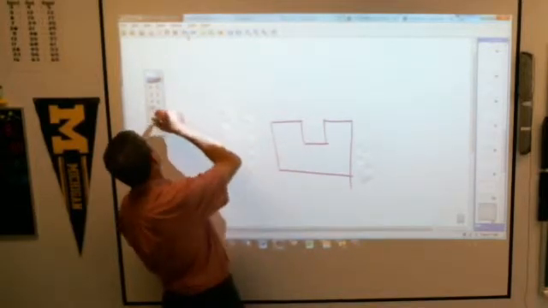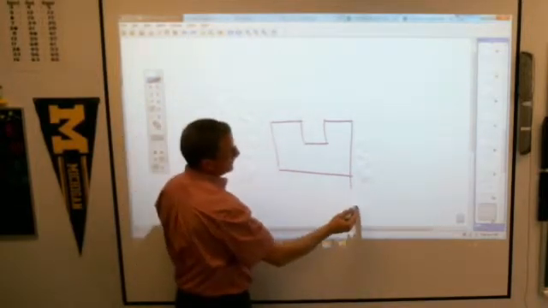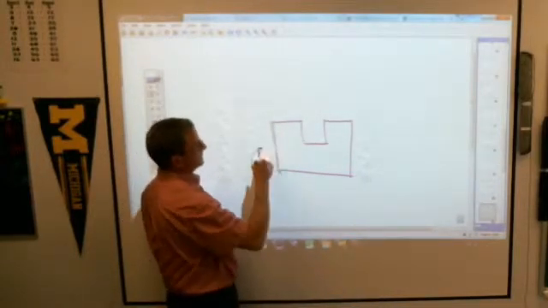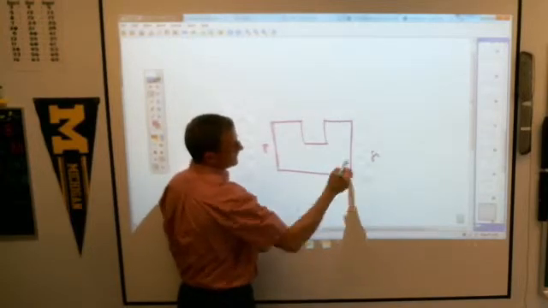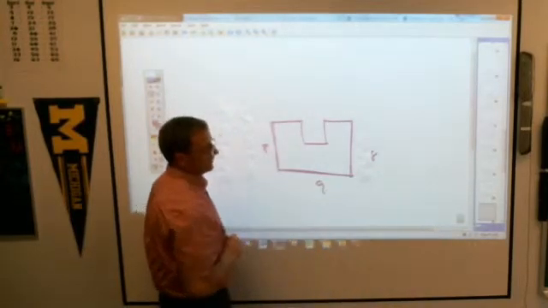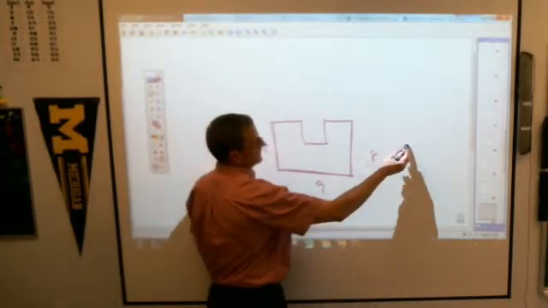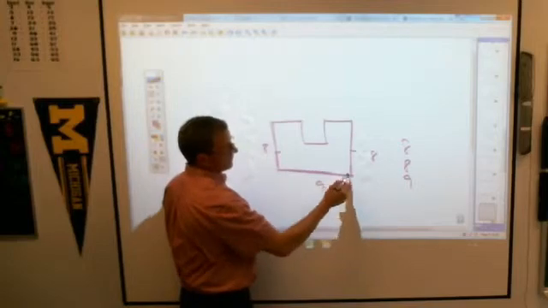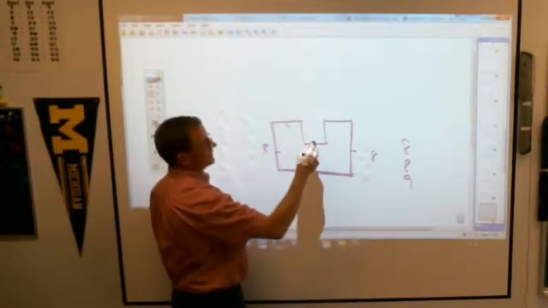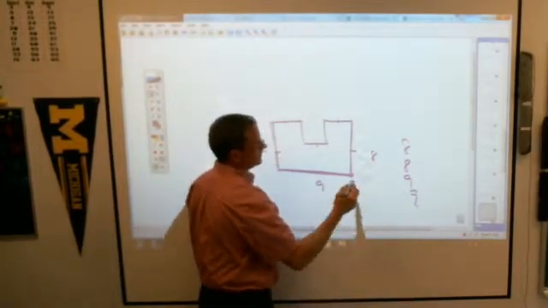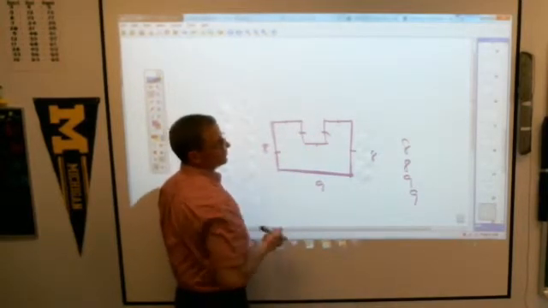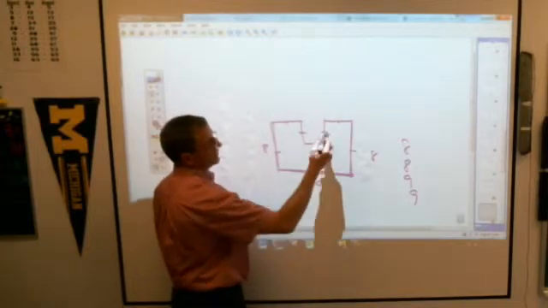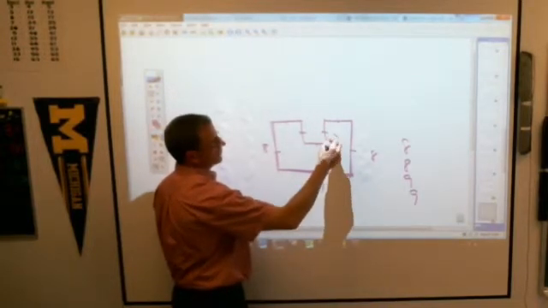If it has an indentation in it like that, you have to be careful because you can't use that same thing. Let's say this is 8, this would be 8, and let's say this is 9. I know this is 8, and I know this is 9, but you still have to do this for perimeter, and they would have to tell you what that is because there's no way of knowing unless they tell you. So let's say that would be 4.